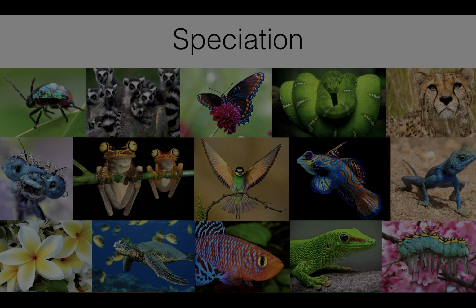So speciation is one of my favorite topics, and you may have discussed this already a little bit in 112. This is one of my favorite topics because it helps explain why we have so much biodiversity on Earth. All these different images here are very dramatically different lineages of species, and these have all evolved over millions and billions of years through this process of speciation.